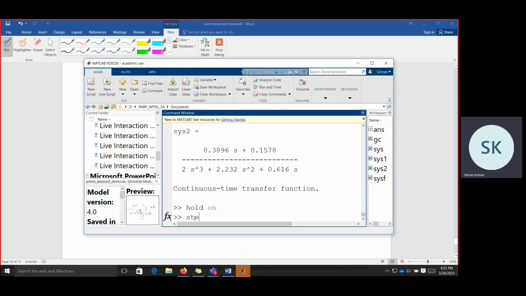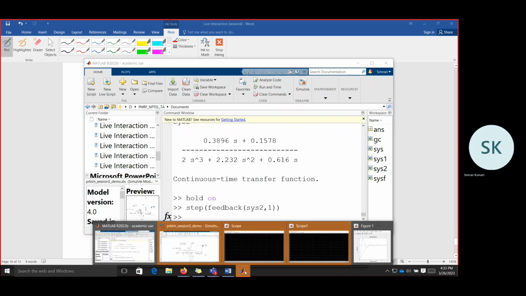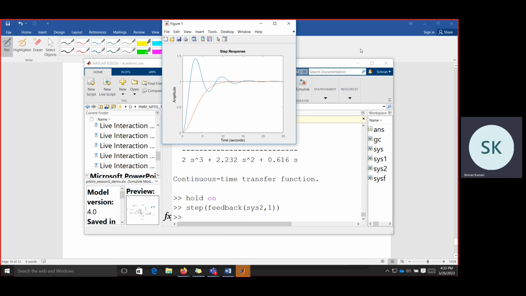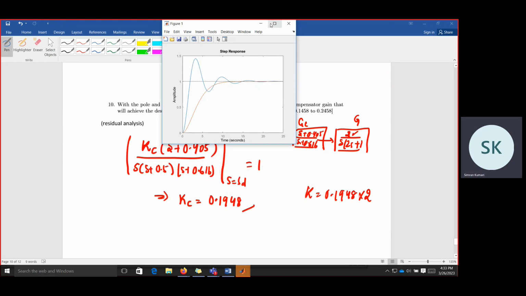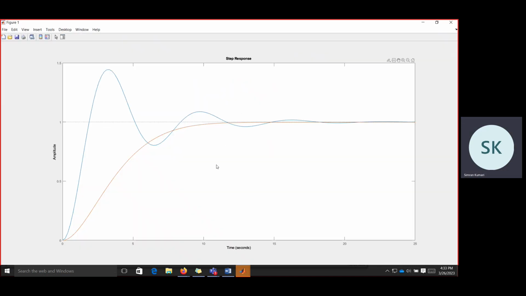So hold on, step feedback, new system, comma unity feedback. Let us see what is the response. So this red one is the response of this compensated system. So we can see, now let us see what is the settling time.